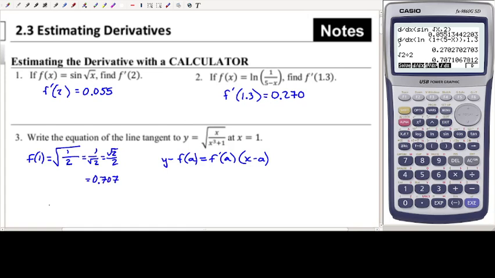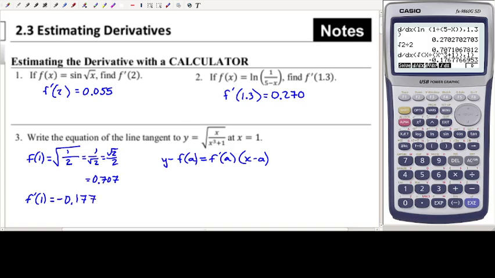F prime of 1 is what I'm going to find on my calculator. So again, d by dx, type in my function, so square root, I'm going to need a whole bunch of parentheses for this, x over parentheses, x to the power of 3 plus 1, close that parentheses, close the square root parentheses, evaluate that at the value of x equals 1. Close those parentheses, gives me a slope of negative 0.17.